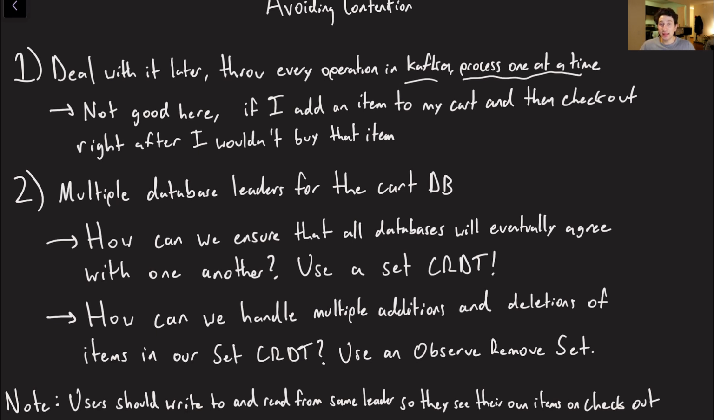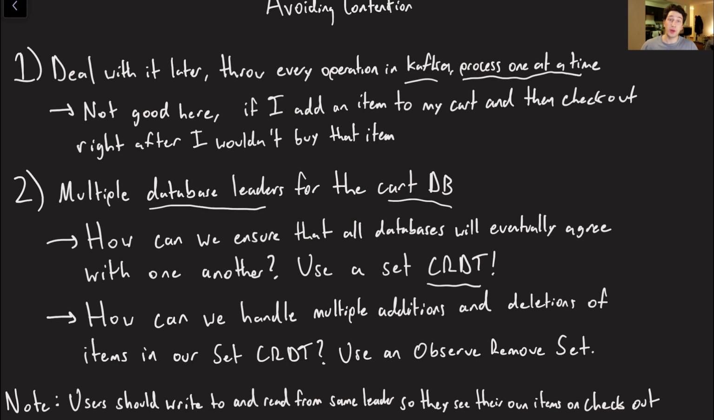Cool. So our second option would be to just send all of the writes to different places so they don't have to compete with one another. And in this case, when we say different places, what that really means is multiple database leaders for that particular cart. So a couple of complications are going to come up here. If we have multiple leaders, how is it that everyone is going to end up seeing the same cart? Well, they won't. There's going to be eventual consistency, but we can actually ensure eventual consistency by virtue of using a CRDT.